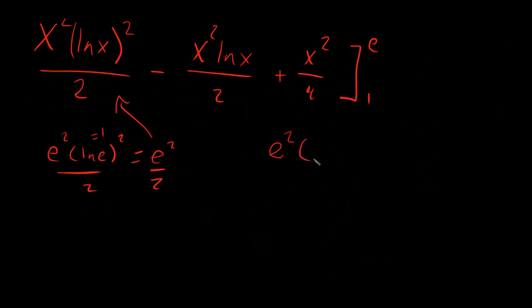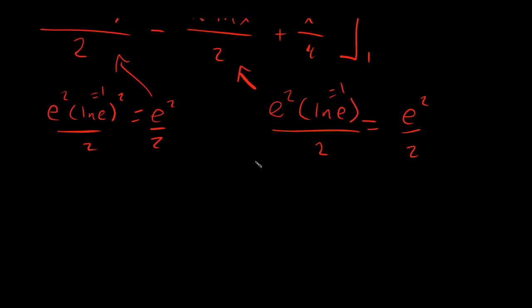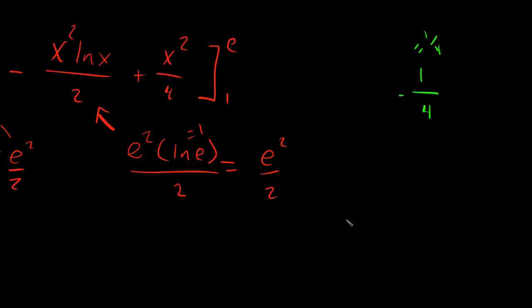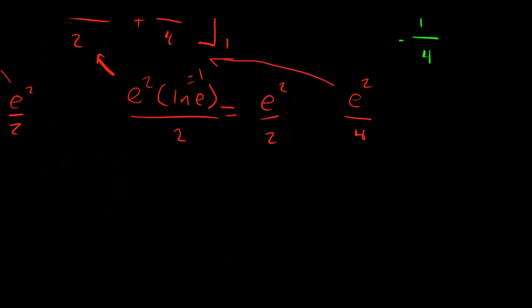So now we're going to do e squared times ln of e over 2. Once again, this is going to be minus over here. Once again, ln of e equals 1, so we're just left with e squared over 2. And then e squared over 4, my bad. There's no ln that's going to make it 1, so this is just our answer for this part at least.